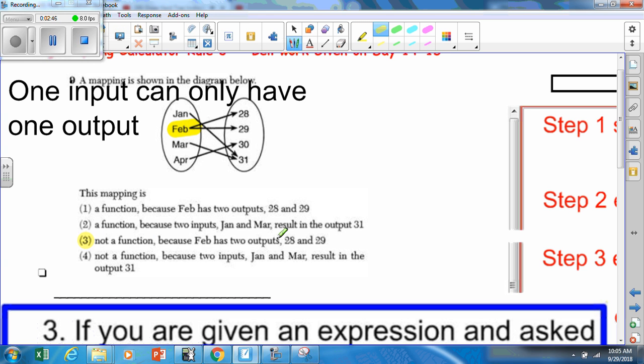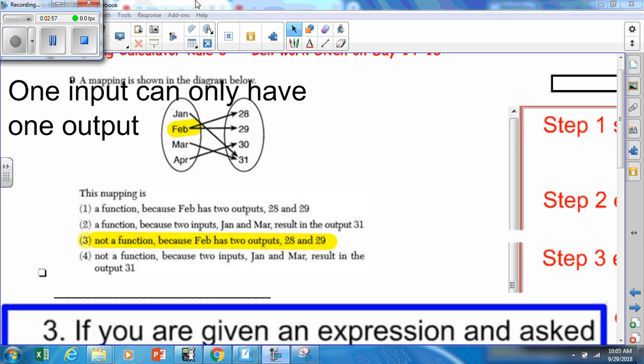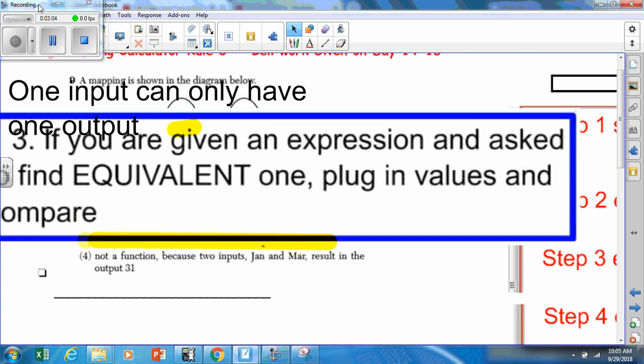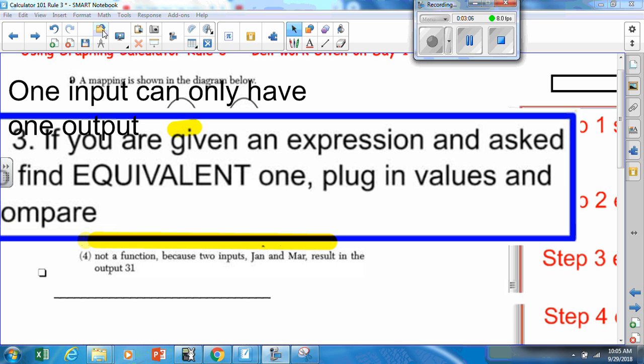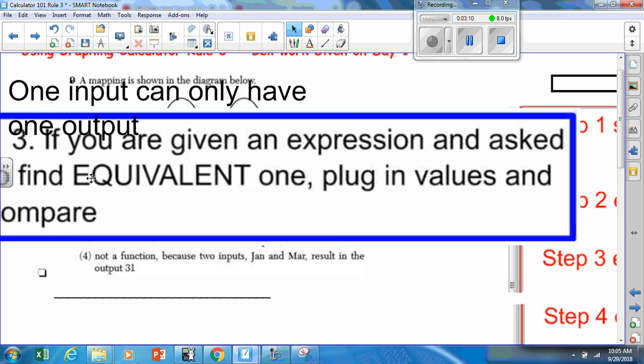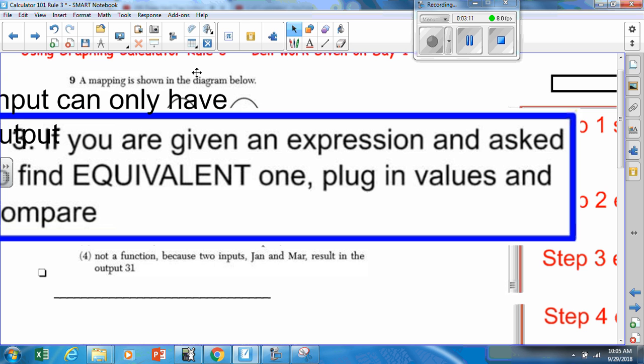All right, so I hope that helps. Let's go on to our next question. And our next question, what we're basically going to do is revisit this idea of equivalency based on our ability to know our graphing calculator in and out. So let's look at the next one here.